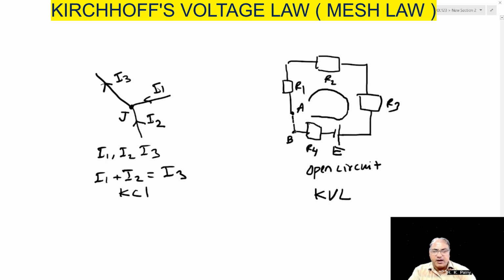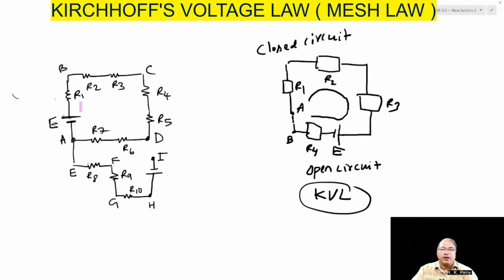So when A and B are connected, A is the starting point of the circuit, B is the end point of the circuit. When the starting point and end point are connected, it is called a closed circuit. So Kirchhoff's voltage law, that is KVL, can be applied only for a closed circuit. You cannot use it for an open circuit.